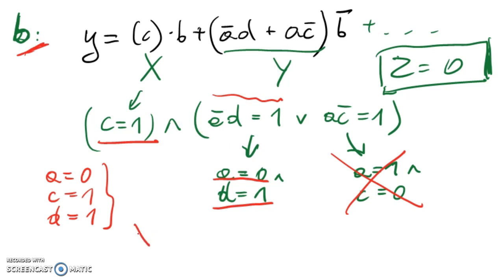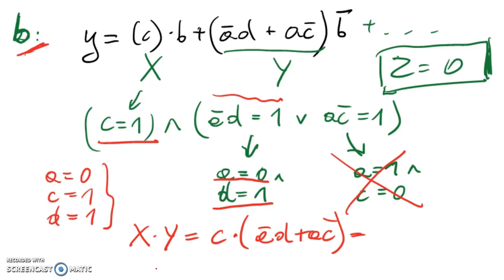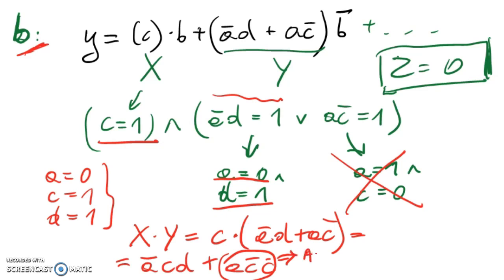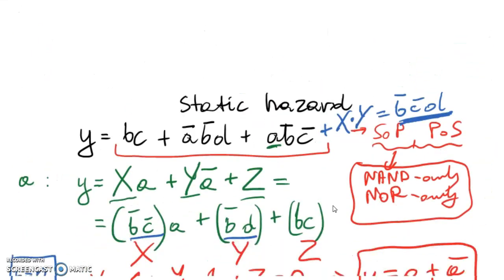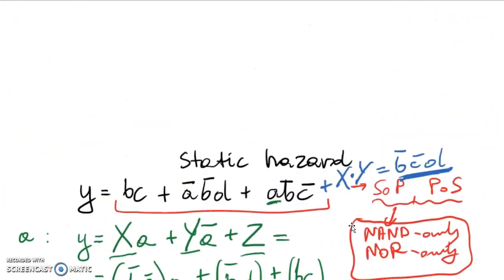So let's do it. X times Y equals C times not A D plus A not C. You can multiply, use the distributivity axiom: not A C D plus A not C C. You can also use axiom 3, axiom 4, and you know that C times not C is equal to 0. 0 times A gives you 0, so it is equal to not A, C, D. To be added to the first, you must add as well this one, not A, C, D, to eliminate hazard with respect to B.